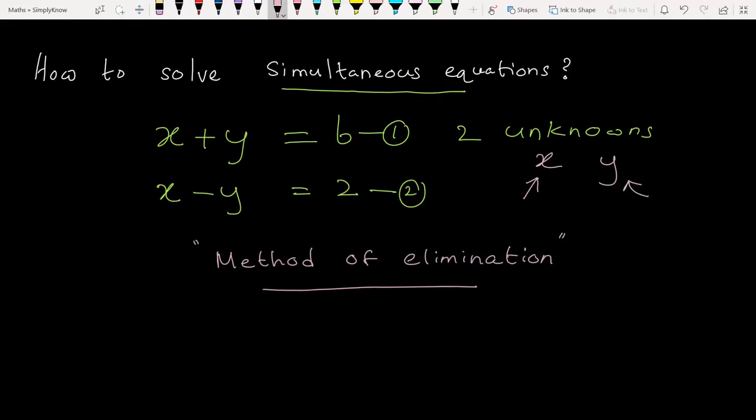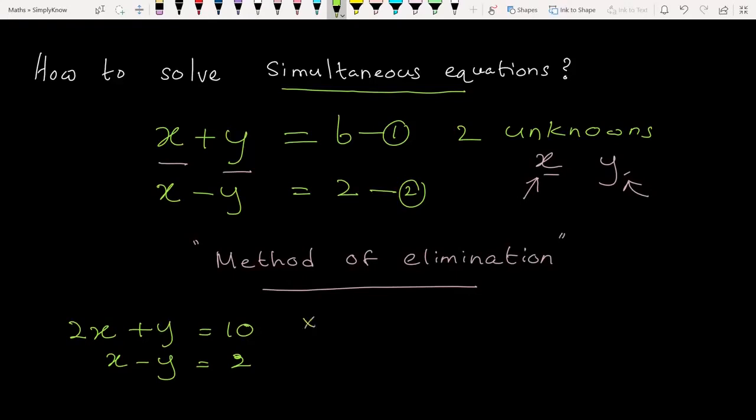Now, which unknown do we remove? Is it x or is it y? In this case, you can remove either x or y. But if I give you this pair of simultaneous equations, 2x plus y equals 10, then x minus y equals 2. Now, which unknown do you eliminate? Is it x or y?